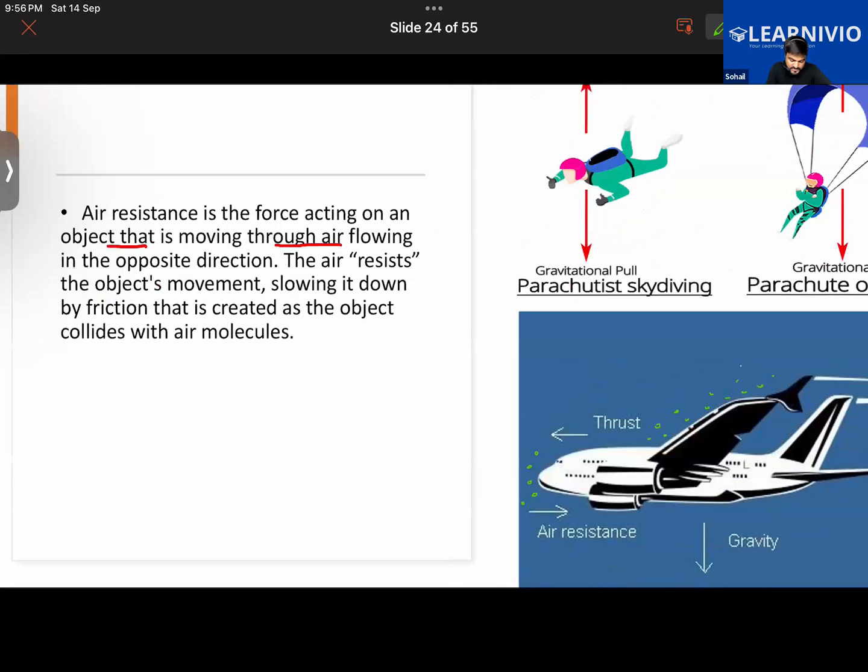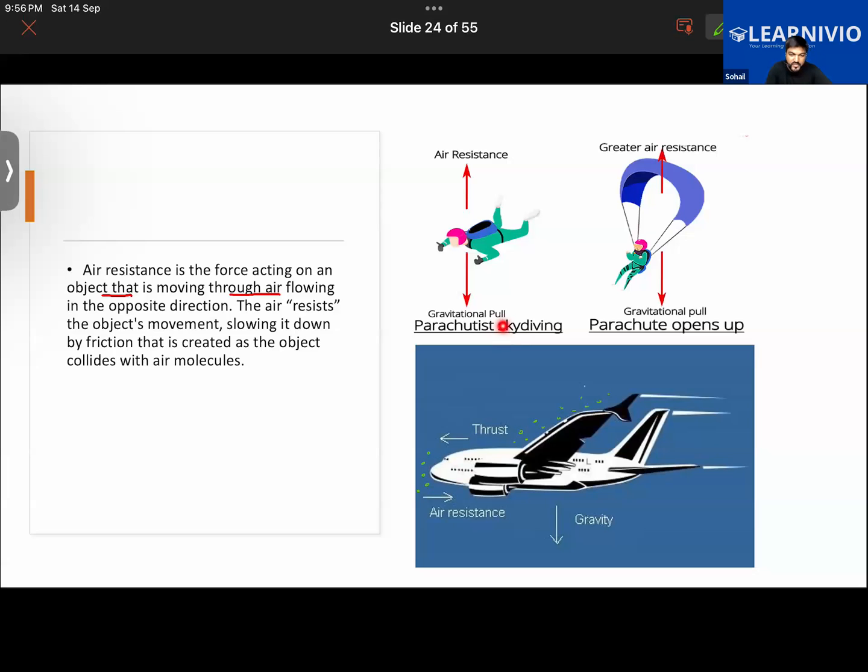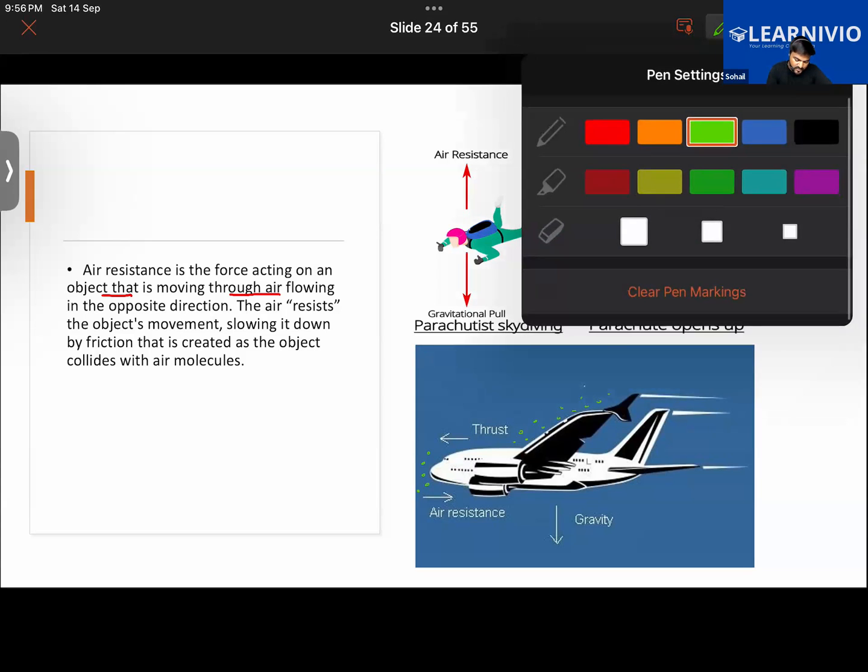I take the example of this parachute skydiving here. The person opens up the parachute, so due to the air resistance, the speed at which the person was falling towards the ground has been reduced. Getting it? If he were not to open the parachute, he would have fallen towards the ground and would have died. But as he opened the parachute, because of the air resistance, he will be coming slowly to the ground.